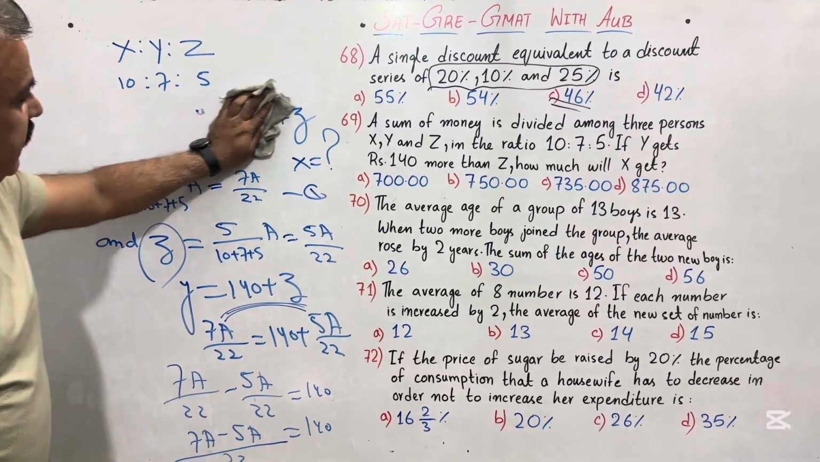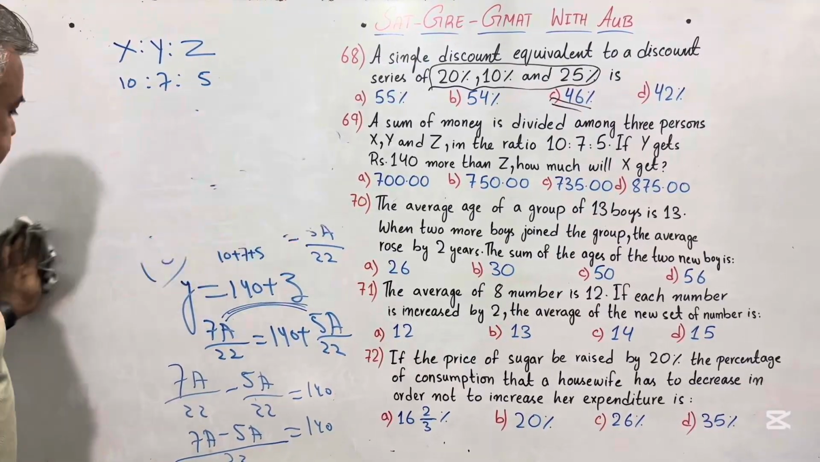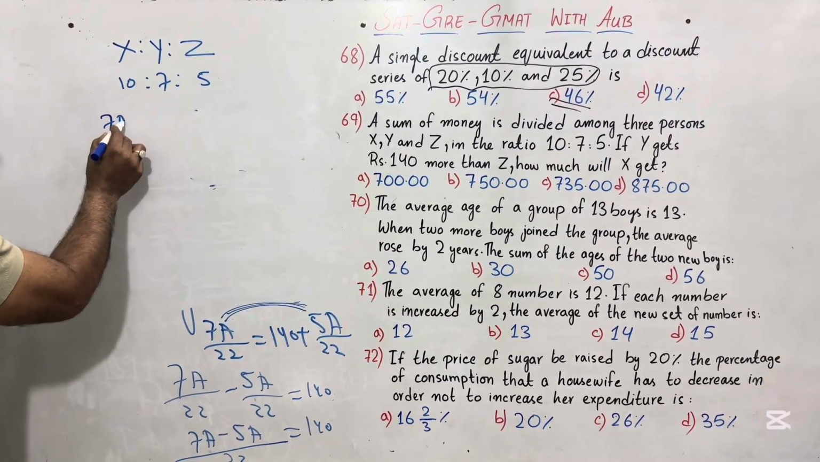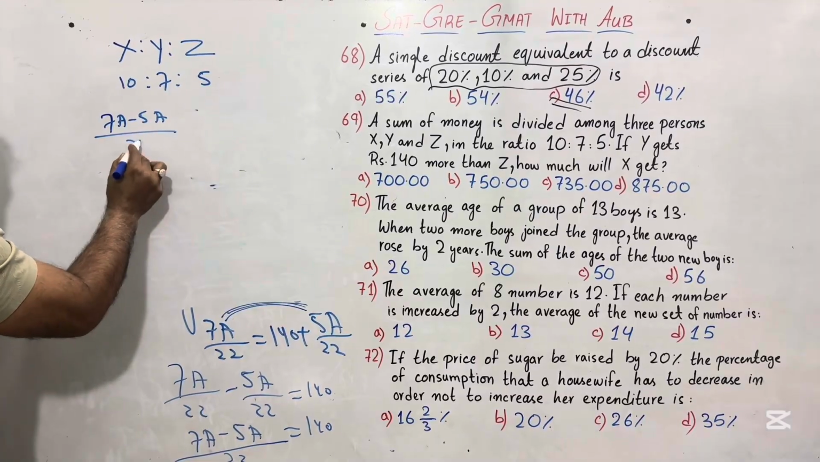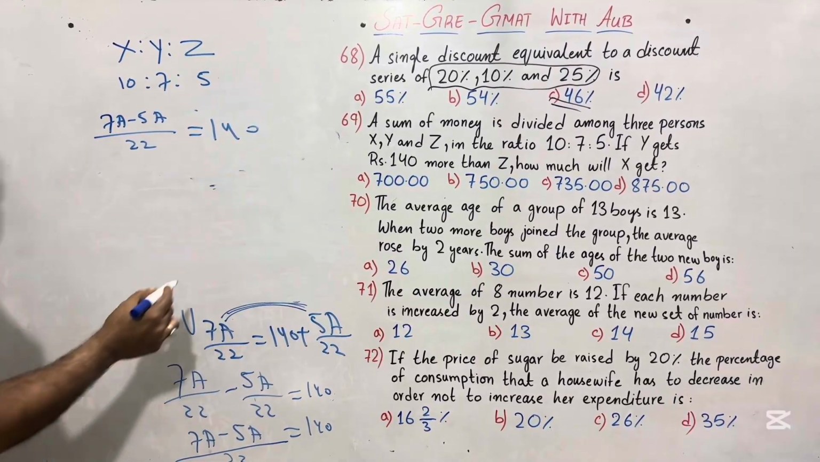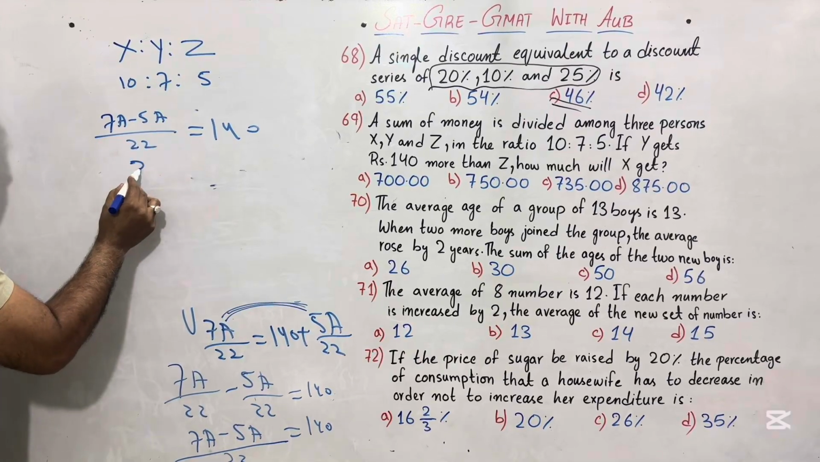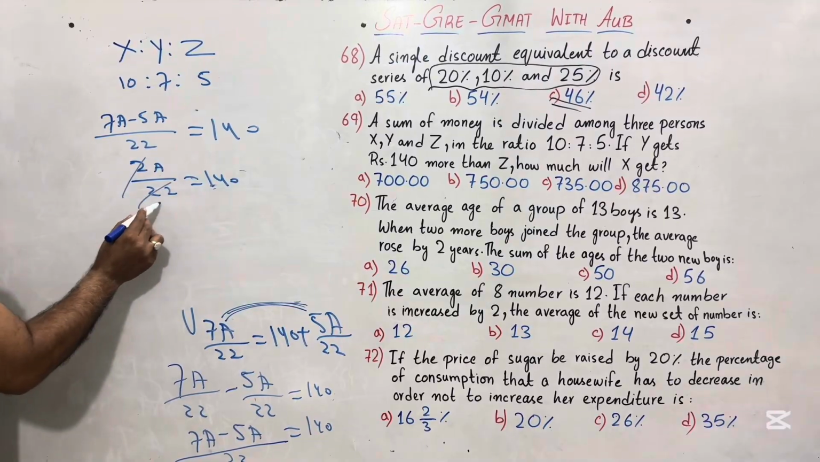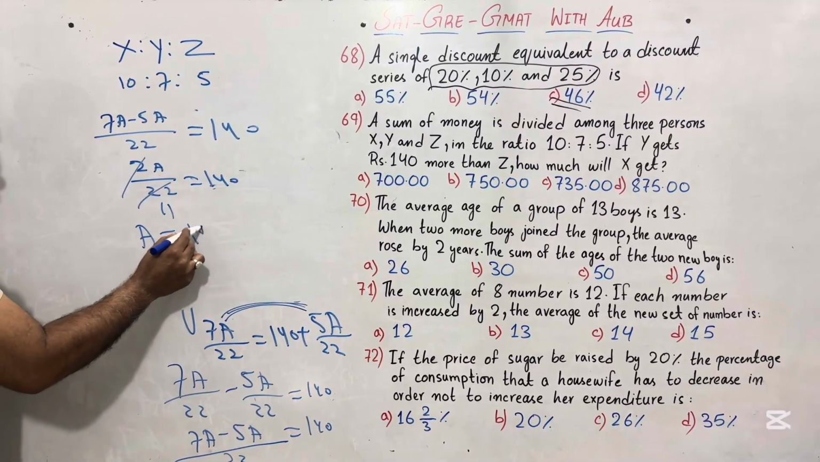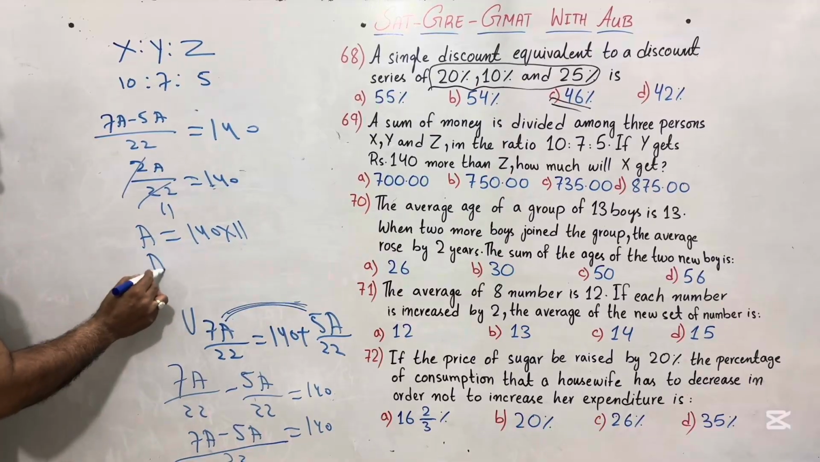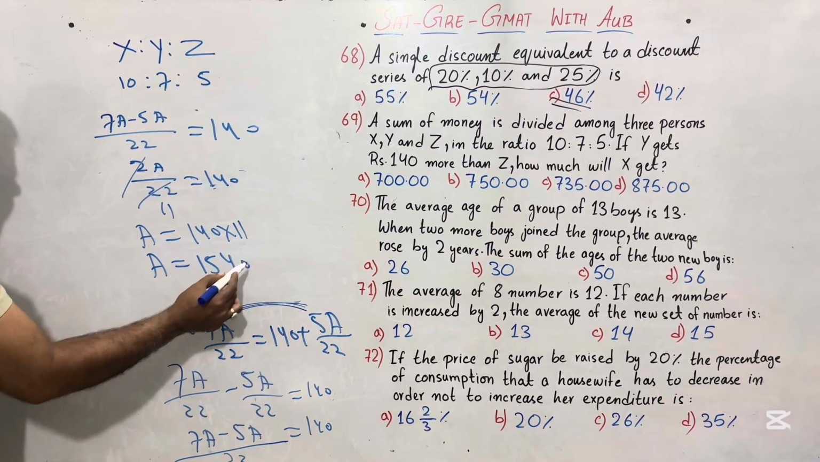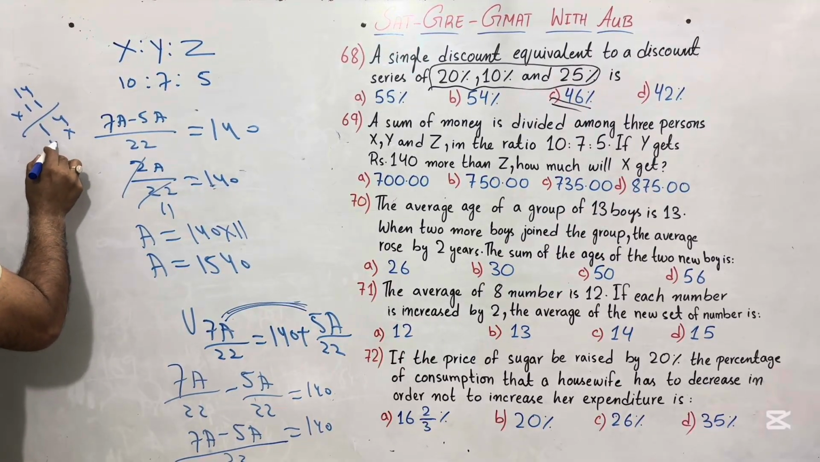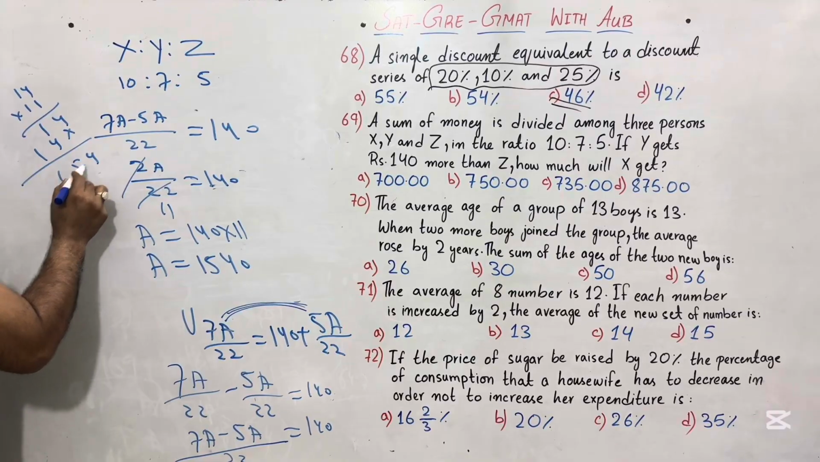Making space for myself as I am running out of the frame. Let me write this step again: 7A minus 5A over 22 is equal to 140. Here 7A minus 5A is 2A divided by 22, we have 140. Applying the table of 11, A is going to be 140 times 11. If you multiply it, it will become 1540.